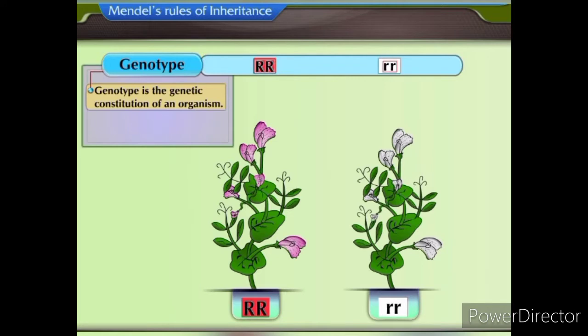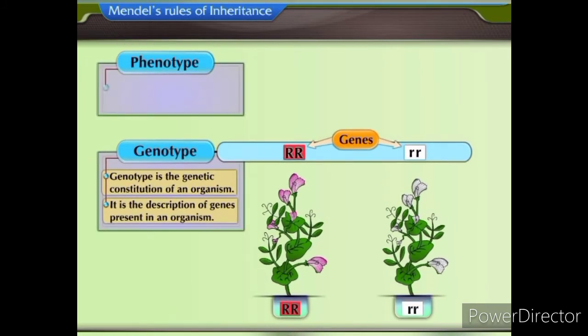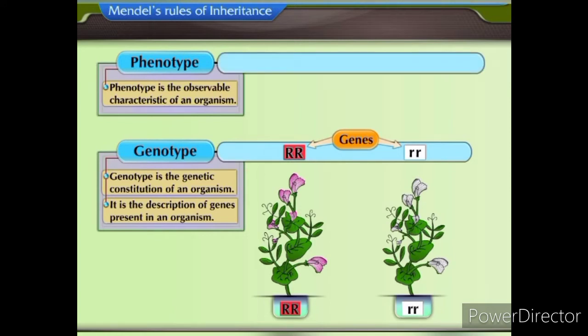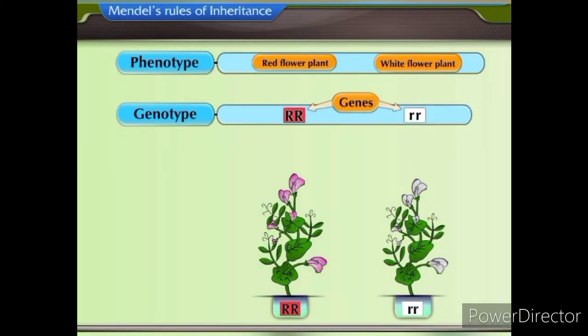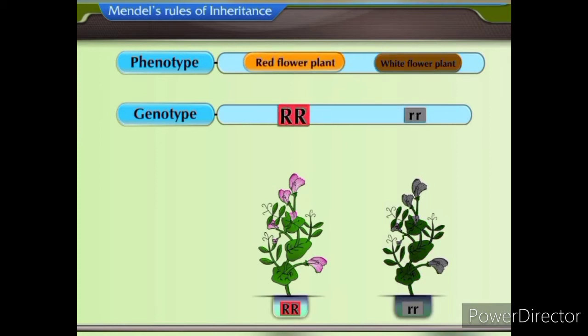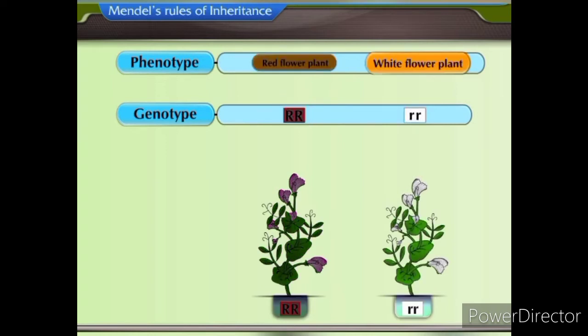Genotype is the genetic constitution of an organism. It is the description of genes present in an organism. Phenotype, on the other hand, refers to the observable characteristic of an organism. For example, red flowering plants. Now, since the genes occur in pairs, the genotype of red flowering plants will be capital R, capital R, and that of white flowering plants will be small r, small r.